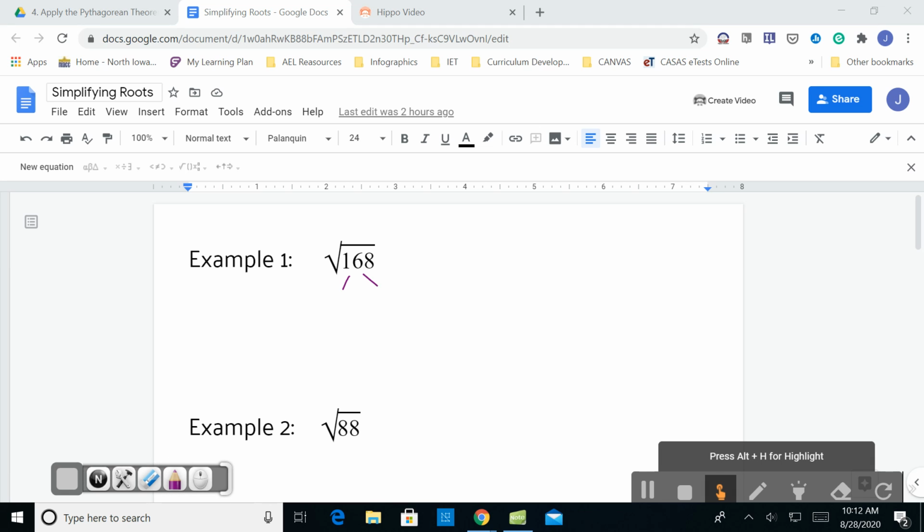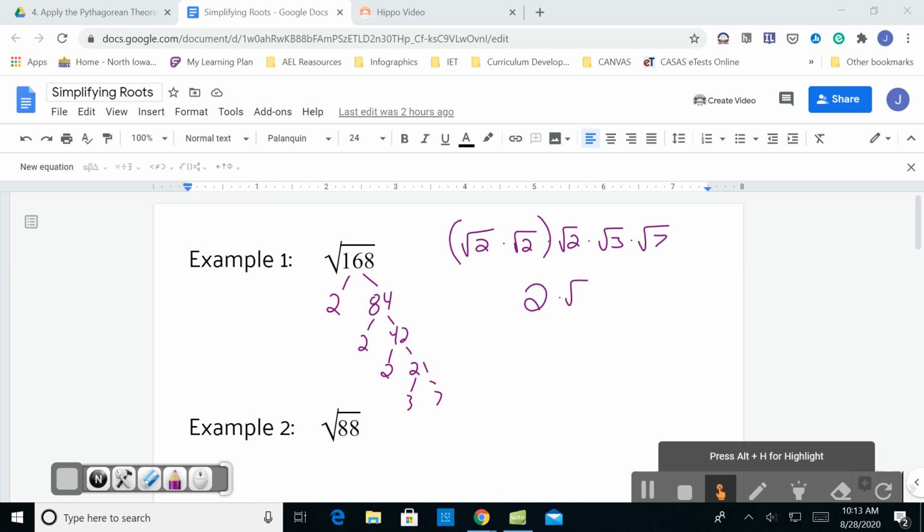First thing we're going to do right off the top is see if we can divide by 2. 168 divided by 2 gives me 84. If I break that into 2, I get 2 and 42. 2 and 21, 3 and 7. So then I'm going to write this out as the square root of 2 times the square root of 2 times the square root of 2 times the square root of 3 times the square root of 7. I'm going to put any of my pairs together. Those ones don't have a pair. So this is 2 times the square root of 2 times 3 times 7. So this is 2 square root of 42.